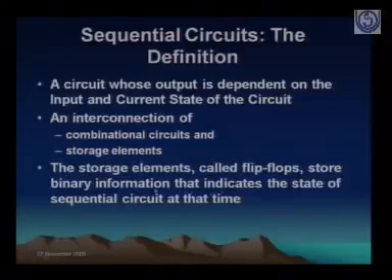The storage elements, so a flip-flop is primarily a storage element. Storage elements called flip-flops store binary information that indicates the state of the sequential circuit at that time. So primarily a flip-flop is part of a sequential circuit and is a storage element. The second part of sequential circuits happens to be the combinational circuit. The combinational circuits are primarily the flow circuits, right?